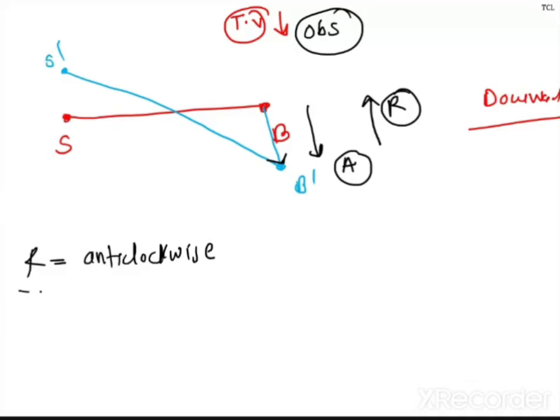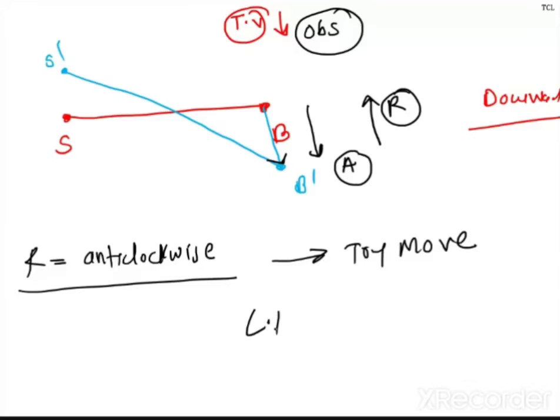What will be the effect of this reactive gyroscopic couple when it is acting anti-clockwise? The ship will tilt to the left hand side.